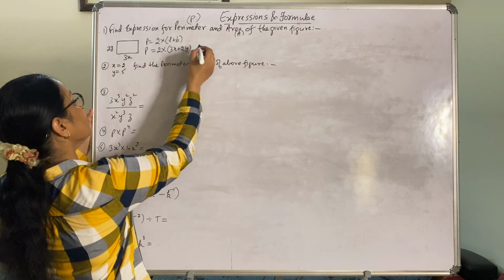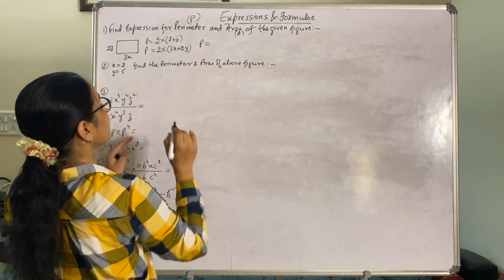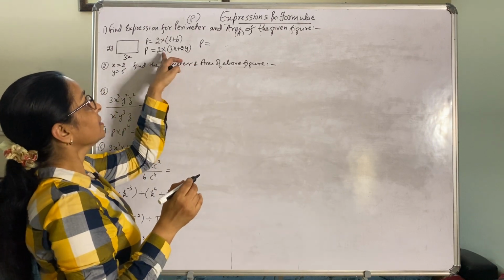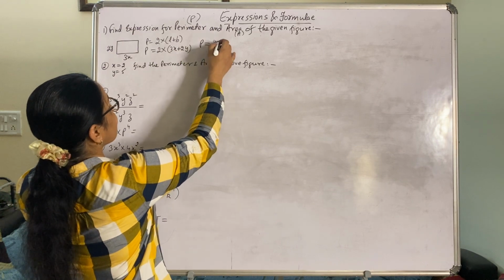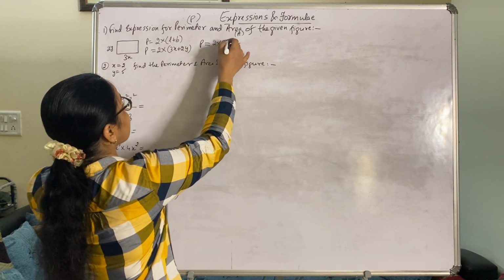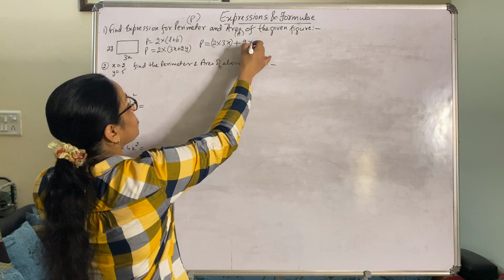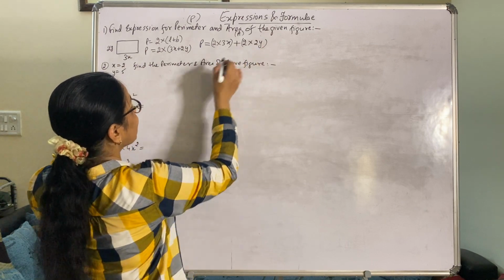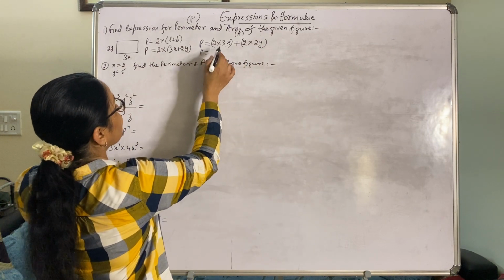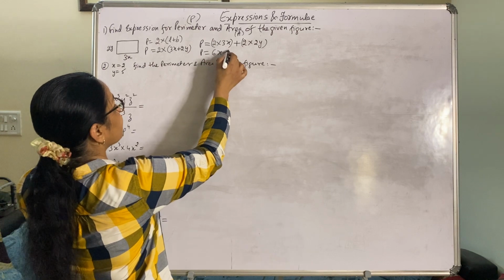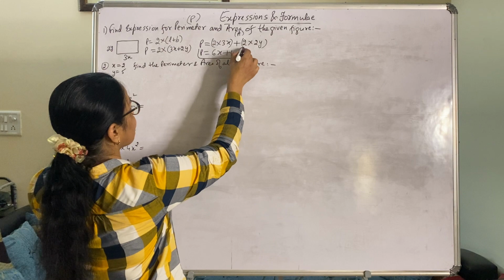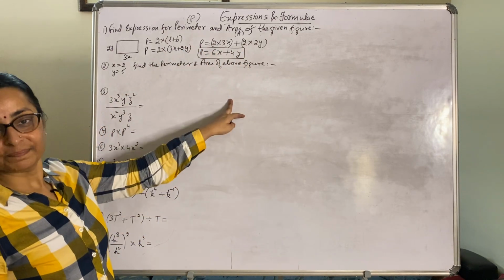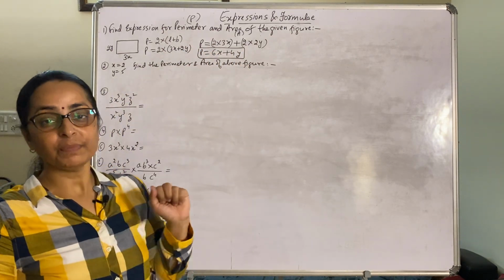So what we can do is, we can simply write here P is, now we can expand the bracket, it is 2 times 3x, then plus 2 times 2y. Okay, so our perimeter would be what? 6x plus 2 times 2y would be 4y. So simple. Okay, so this way we can find out the perimeter.